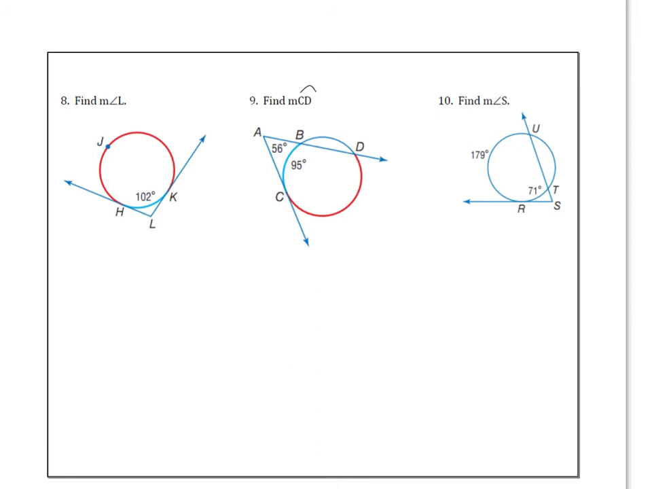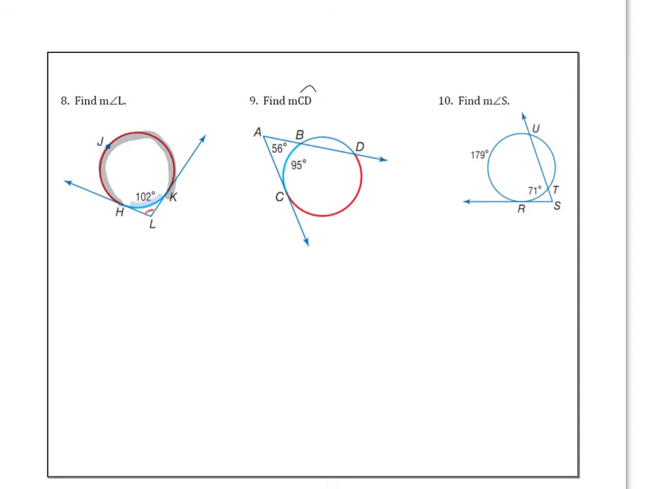Number 8, find the measure of angle L. So we're trying to figure out how big this angle is. Notice that the angle is outside of the circle, so think about your two arcs. One arc is really big, it's right here, arc HJK. And then the other arc is the 102 in here.